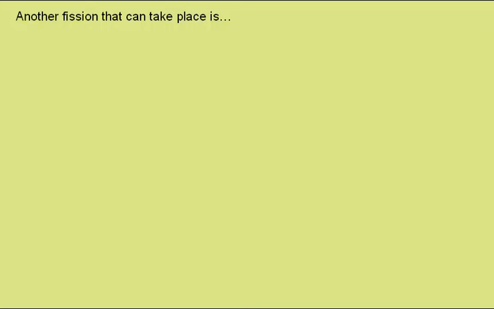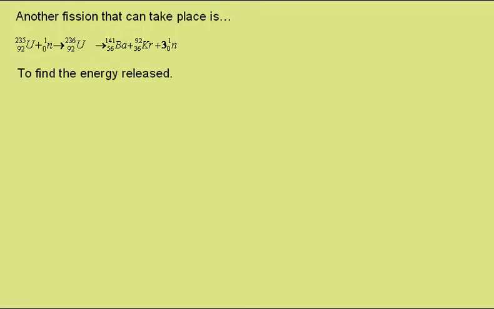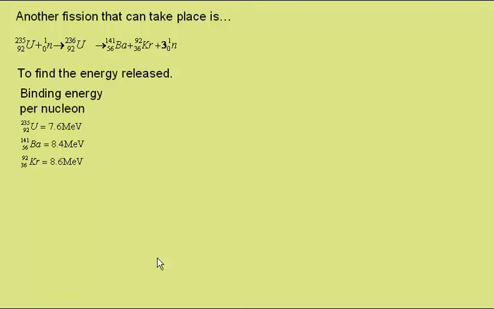Another fission that can take place is this one. Here uranium-235 absorbs a neutron, becoming uranium-236 as before, but this time it splits into barium-141 and krypton-92, again releasing 3 neutrons. To find the energy released, we need to know the binding energy per nucleon of the products involved. So here we have the uranium-235 at 7.6 megaelectron volts per nucleon, barium 8.4 and krypton 8.6.